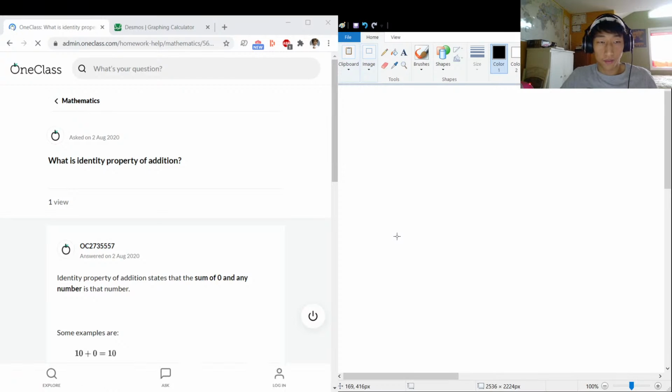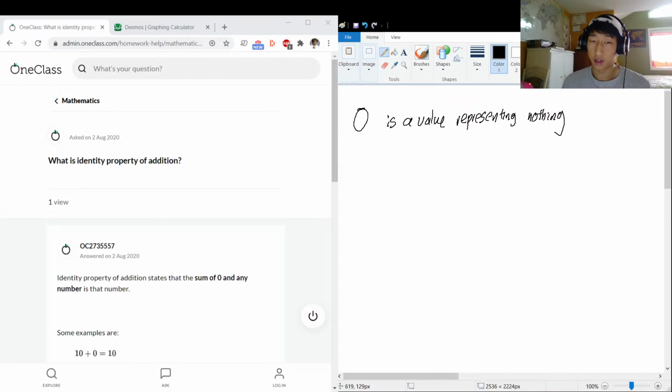Awesome. Okay. The next question that we have is, what is the identity property of addition? And this is actually shockingly simple. This just means that 0, the big O, is a value representing nothing. What I mean by this is that typically when you're doing addition, let's contextualize. I have 2 fingers up on this hand and 2 fingers up on this hand. How many fingers do I have in total? Well, we just do 2 plus 2, 4.